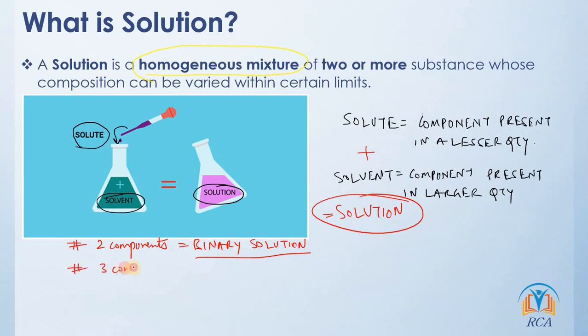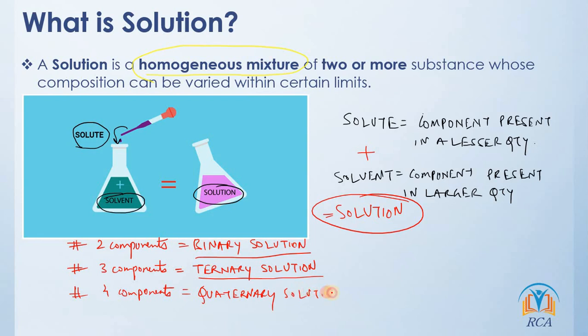If there are three components in a solution, for example, if a solution is made up of three different things, let's say you have chalk powder, sugar and water, and we mix everything together, there are three components now, then this is known as a ternary solution. Similarly, if you have four components in a solution, so what should this solution be called? You guessed it right. It should be called a quaternary solution.